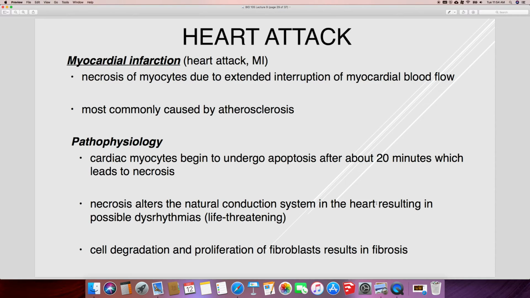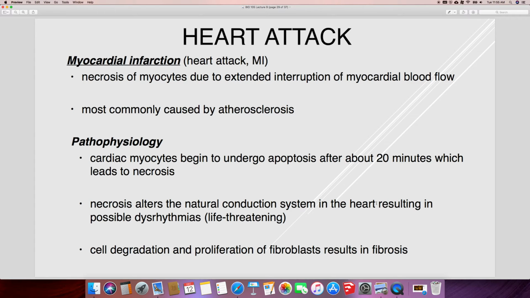So the pathophysiology, basically these cardiac myocytes will begin to undergo apoptosis, which is programmed cell death, after about 20 minutes. If they do not have reestablished oxygen supply within that time, they start to die. And when they start to die on a widespread scale, then we have necrosis. Now this necrosis, the death of these cells, will alter the conduction system of the heart, and this can cause possibly life-threatening dysrhythmias.